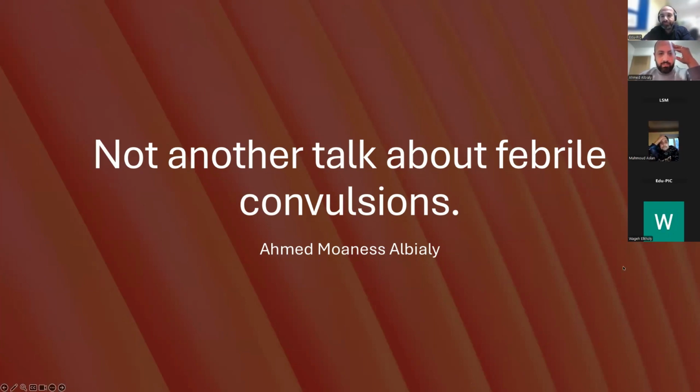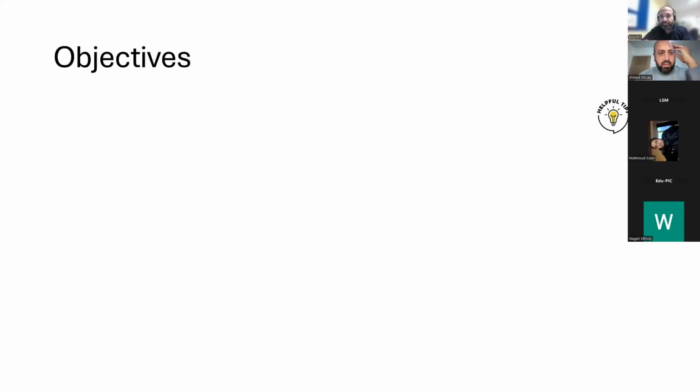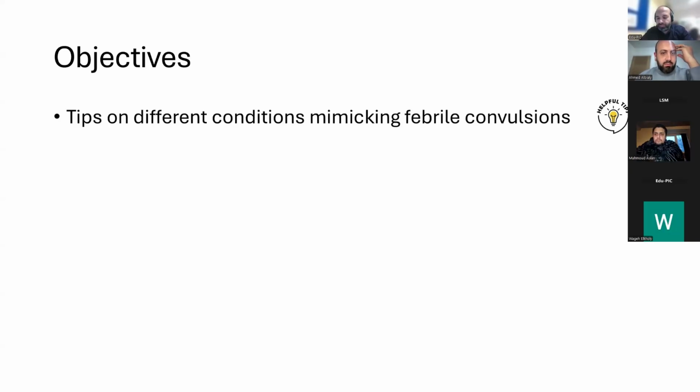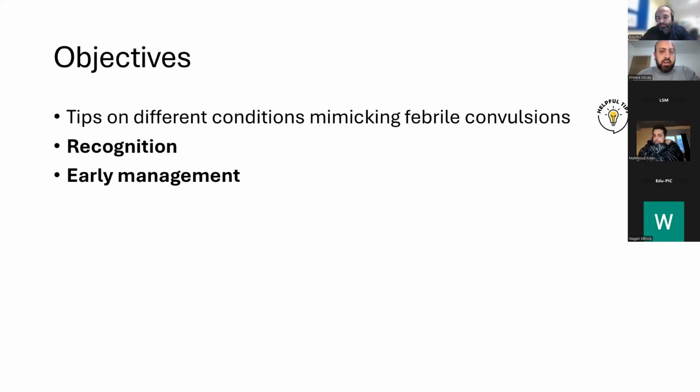Okay. So, as I say, it's not another typical talk about febrile convulsions. We'll try to discuss a little bit more infrequently encountered conditions. My objectives for today: we'll talk about some tips on different conditions mimicking febrile convulsions. My focus will be mainly on recognition and early management. So I'm not going into the details. Some of these conditions need very separate lectures, probably many lectures on a few of them. But I'll try to do a quick summary and just touch base about them.